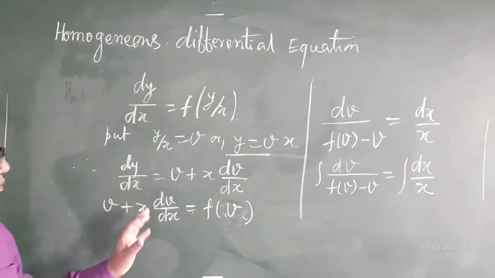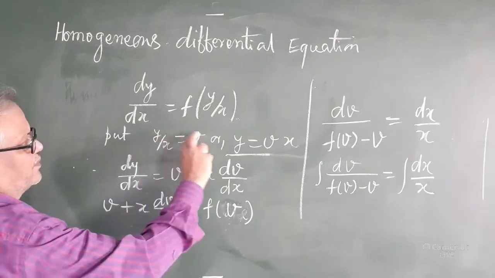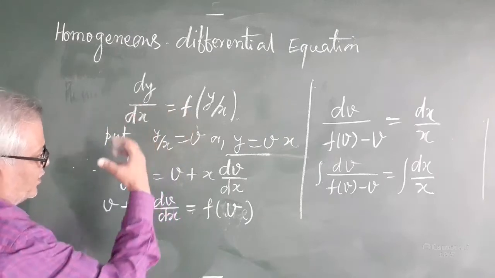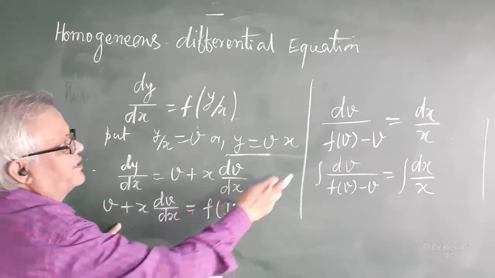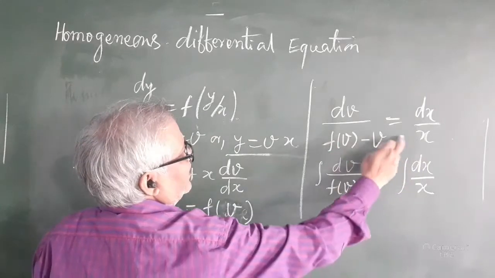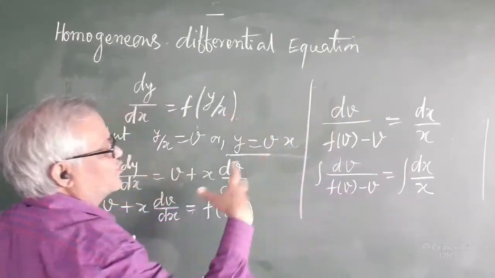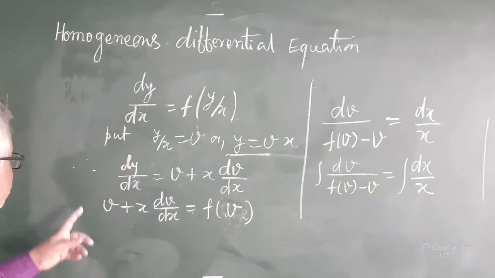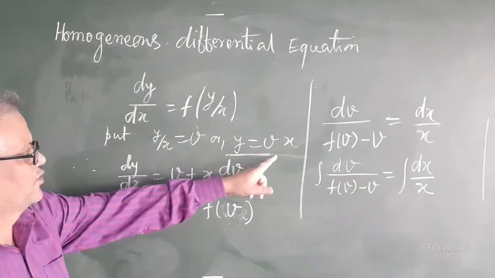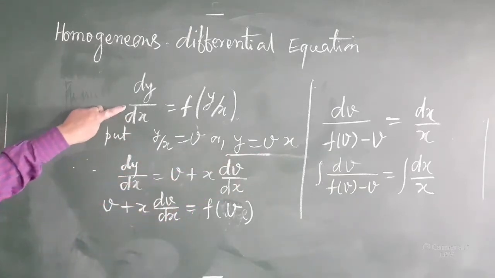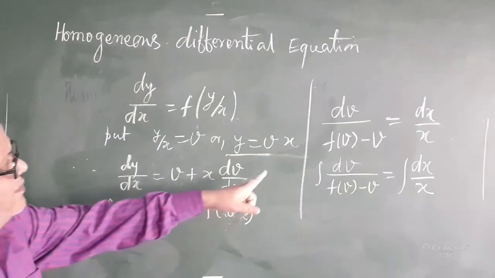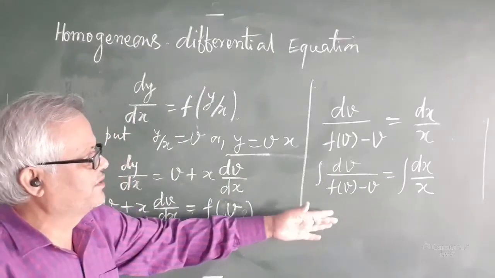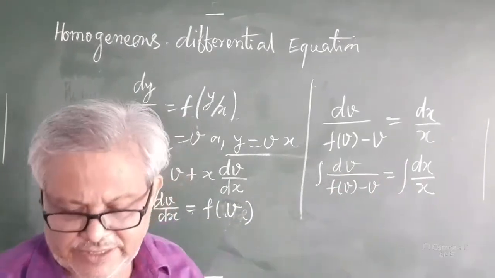So from here it will be very clear why this substitution has been made. This substitution has reduced the equation to such a form where the variables can be separated easily. After separating the variables, we can integrate to get the solution. So the substitution y is equal to vx reduces this differential equation to such a form where the variables are separated easily, and after separating the variables we can integrate it easily.